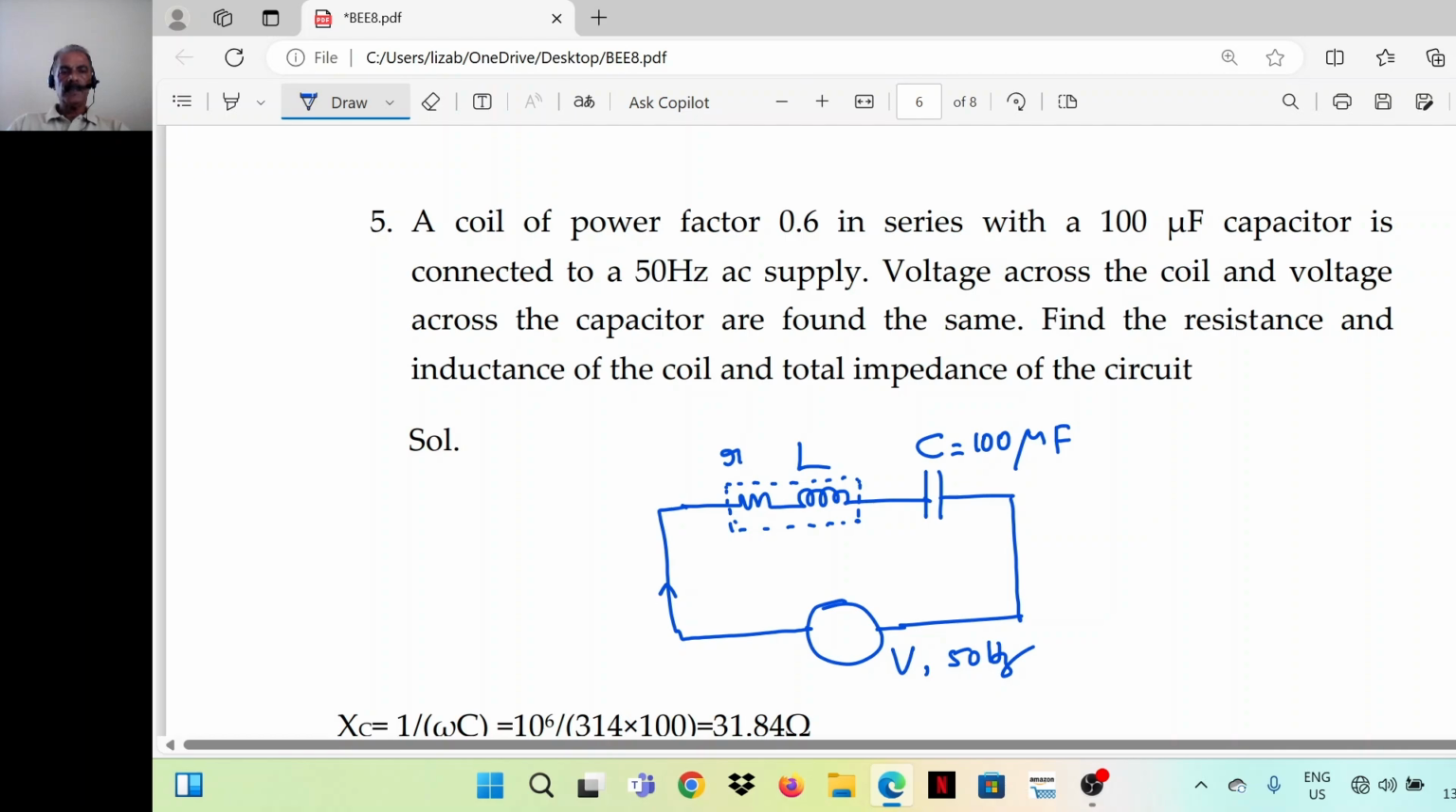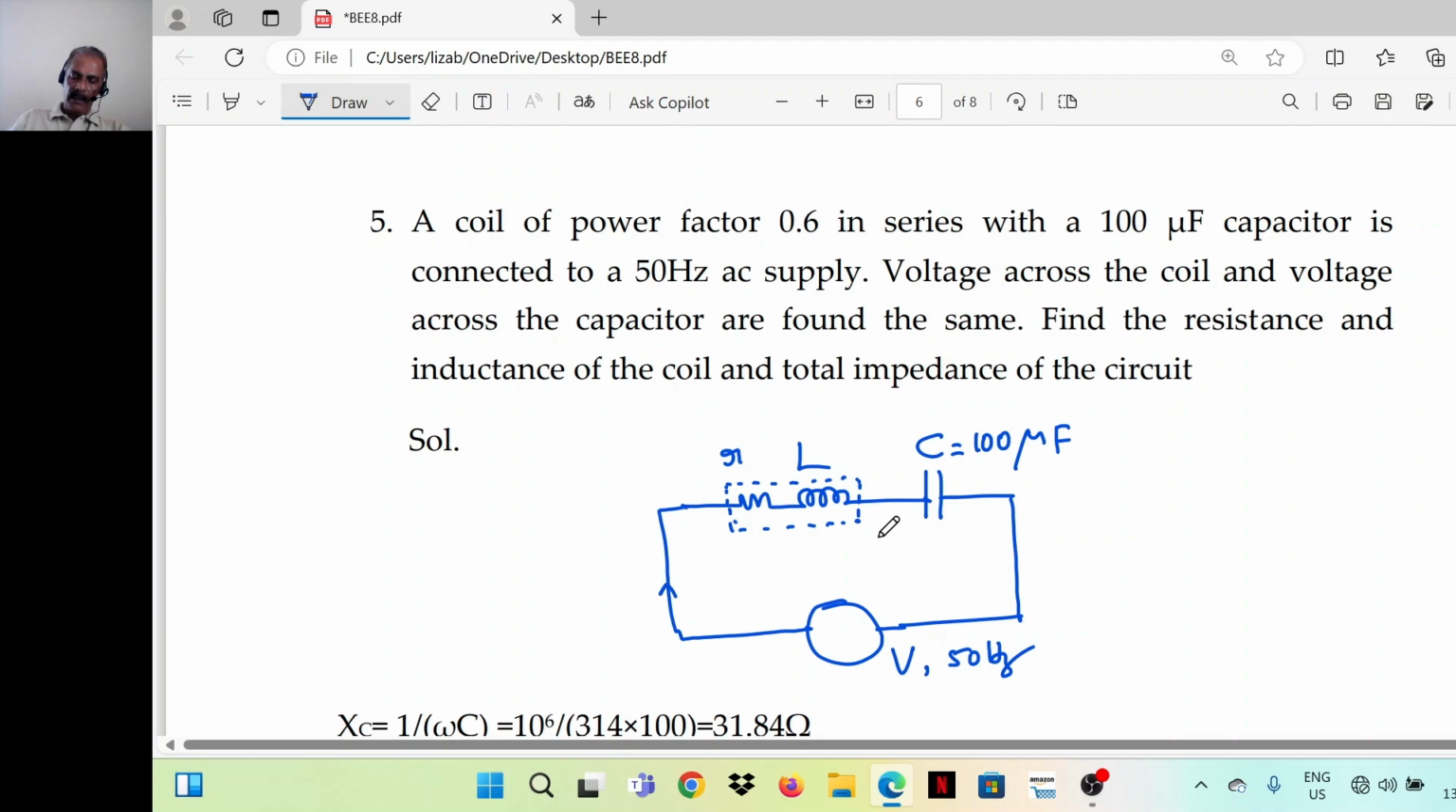Now the next question: a coil of power factor 0.6 in series with a 100 microfarad capacitor is connected to a 50 Hertz AC supply. Magnitude is not given. The voltage across the coil and the voltage across the capacitor are the same. Find the resistance and inductance of the coil and the total impedance of the circuit.